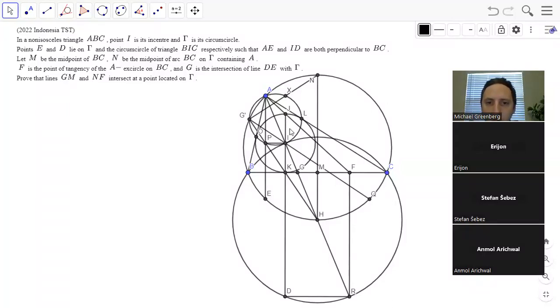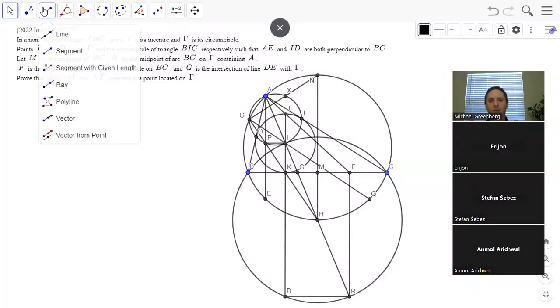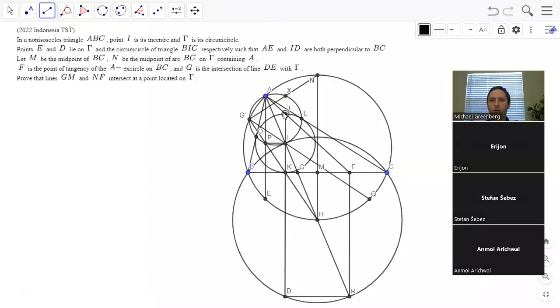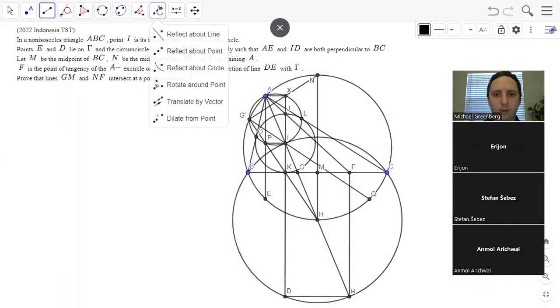But IP is 90, so IP is parallel to BC, so isn't that done? That's enough. Yeah, I think so. Because we know this is 90, yeah. So I think we're good. I think we have enough information.